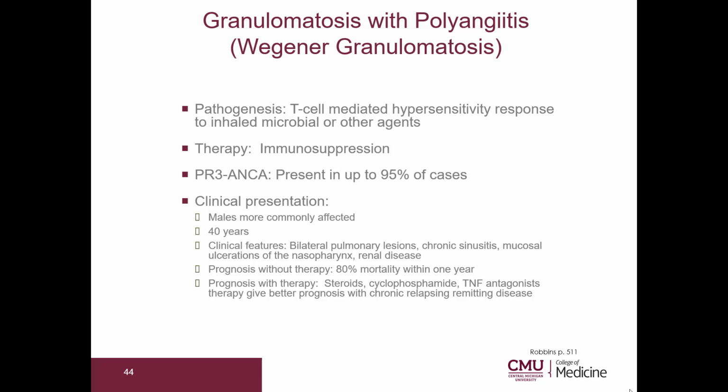The clinical presentation is that males are more commonly affected. It affects patients with an average age of 40. The clinical features include bilateral pulmonary lesions, chronic sinusitis, mucosal ulcerations of the nasopharynx, and renal disease. There is an 80% mortality within 1 year if there is no therapy given to the patient. Prognosis with therapy, including steroids, cyclophosphamide, and TNF antagonists, is better, with a chronic, relapsing, remitting disease.